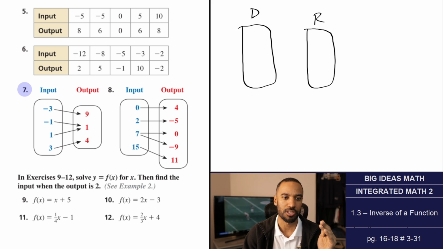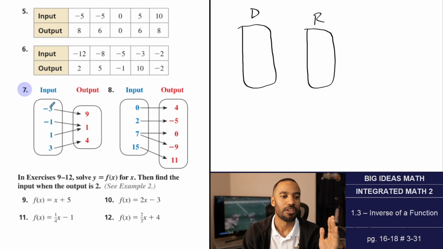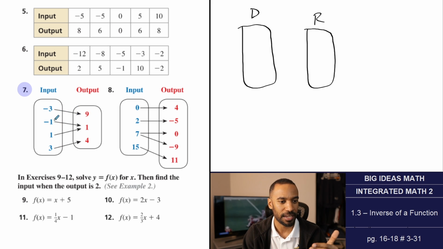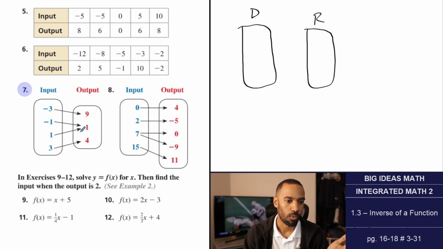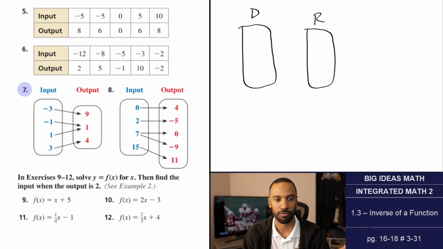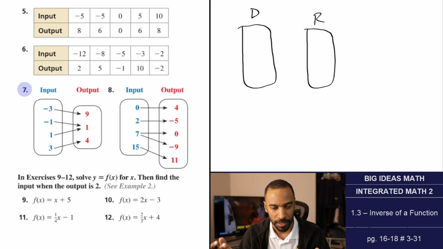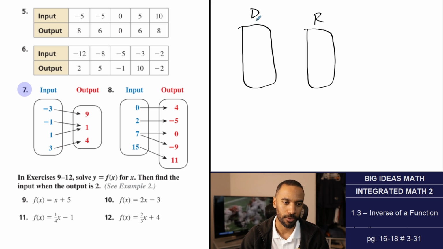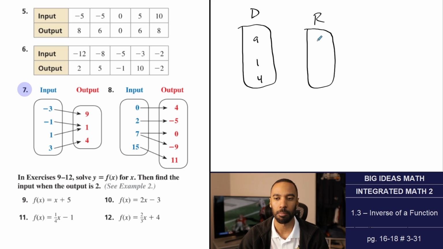That means there's a point on this graph. I said I wouldn't explain it. There's a point on this graph that's negative 3, 9, negative 1, 1, 1, 1, and 3, 4. Now, if I swap it, instead of the output being 9, 1, 4, the input is now going to be 9, 1, and 4, and the output is now going to be negative 3, negative 1, 1, and 3. I personally prefer to write these in numerical order, but in this case, I think they want the arrows to line up a little better.